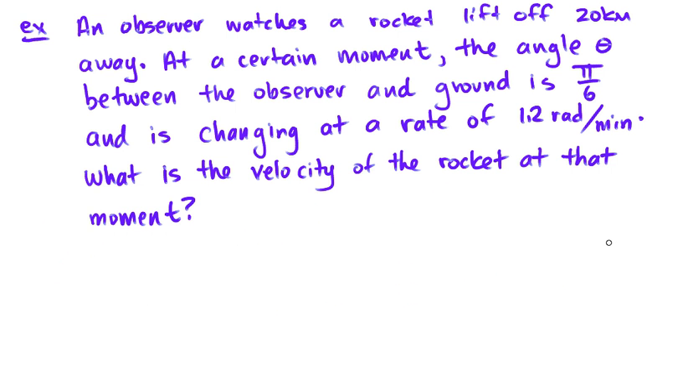Here's a final example. We've got an observer. They're watching a rocket take off 20 kilometers away. At a certain moment, the angle between the observer and the ground is given, and it's changing. It's increasing at a certain rate. What's the velocity of the rocket at that moment? So here's a picture.